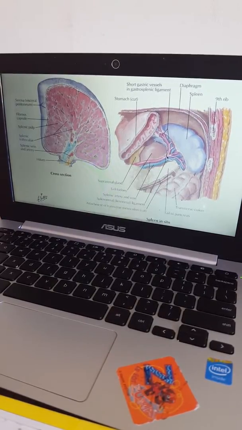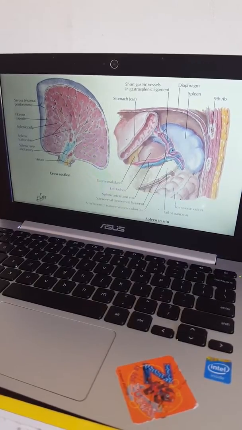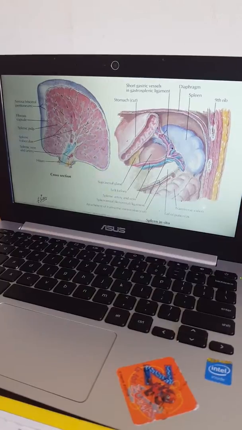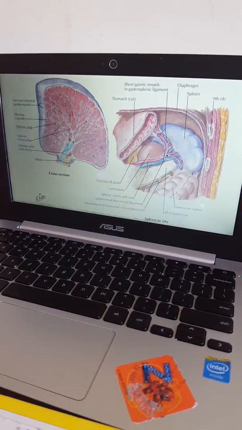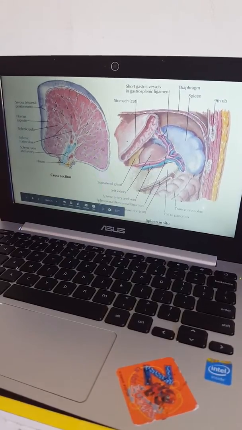So the ligament which I was talking about, the splenorenal or lienorenal ligament, goes from the hilum to the kidney. So this portion contains the vessels and the tail of the pancreas. That's why it is important from the surgical point of view.